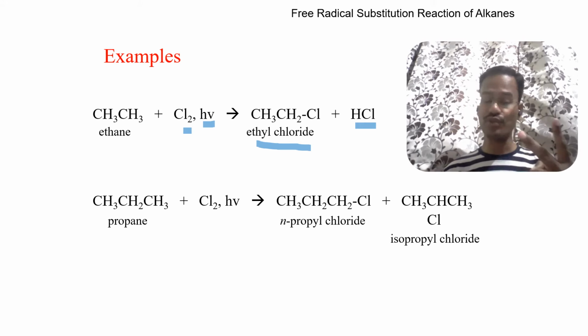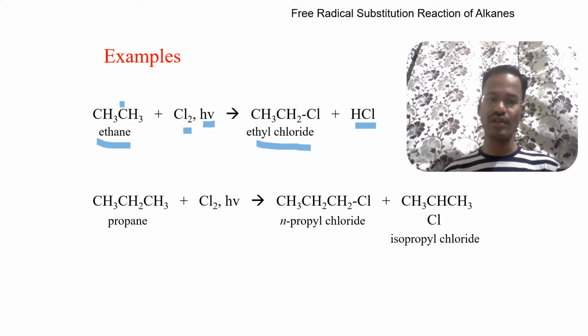Here, why have I shown two examples? Because in case of ethane, wherever the chlorine is going to attack, either on this carbon or on this carbon, we are going to get the same product, that is ethyl chloride. It doesn't matter from which side the chlorine attacks, both are the same. So that is the reason why it is called ethyl chloride.